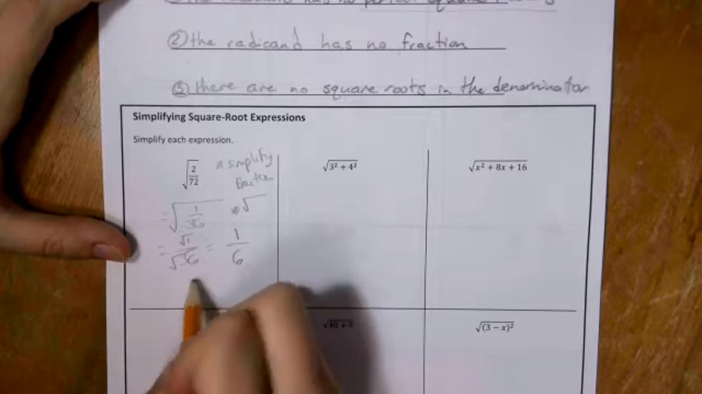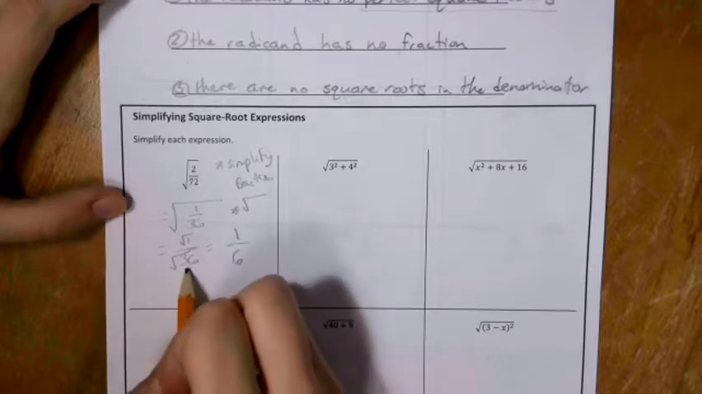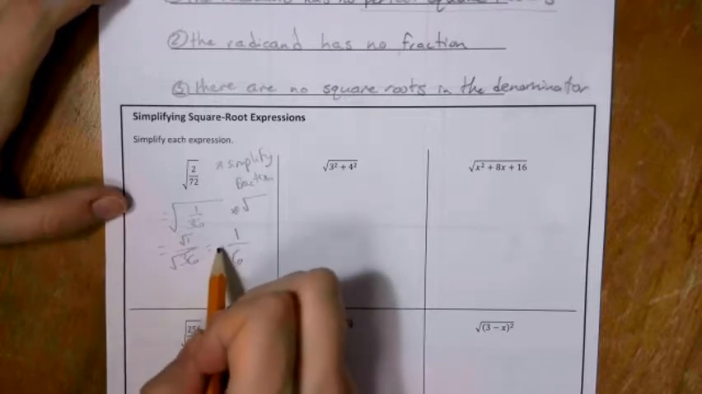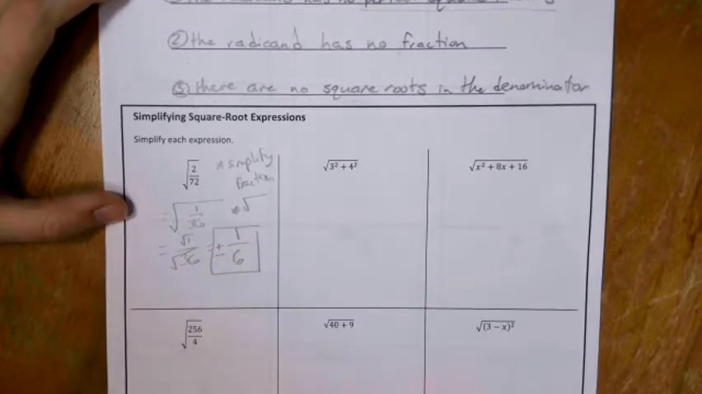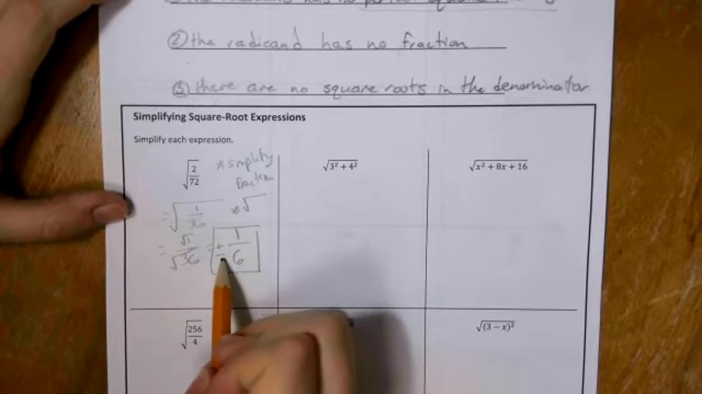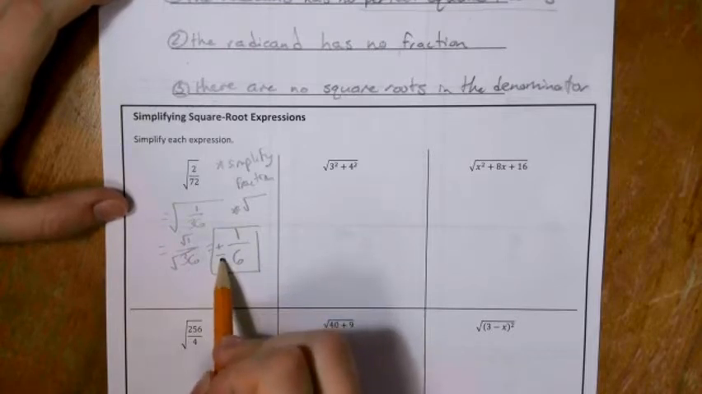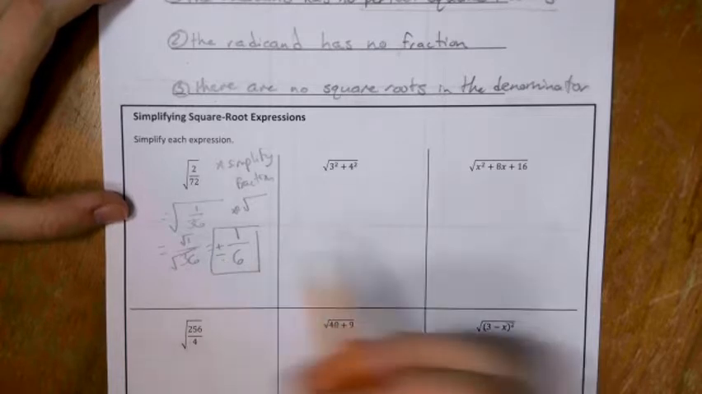Be careful, because it could have been negative 6 squared or positive 6 squared. So this is technically a plus or minus 1/6. Sometimes Big Ideas will give you that plus or minus option, sometimes it won't. So I just want you to remember that that could be the case, right?